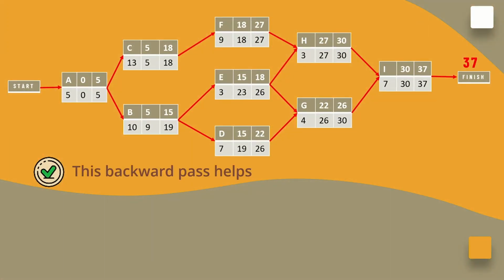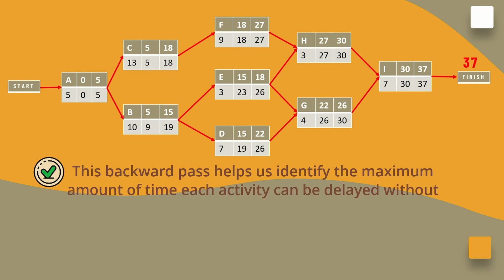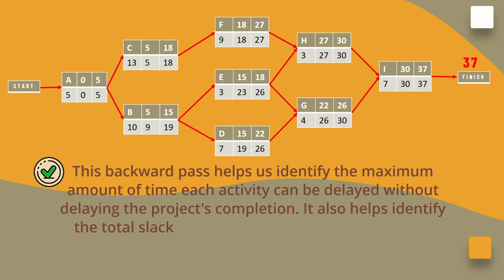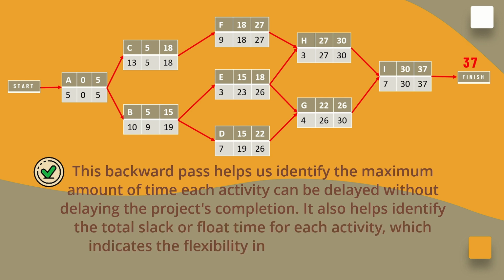This backward pass helps us identify the maximum amount of time each activity can be delayed without delaying the project completion. It also helps us identify the total slack or float time for each activity, which indicates the flexibility in the project schedule.